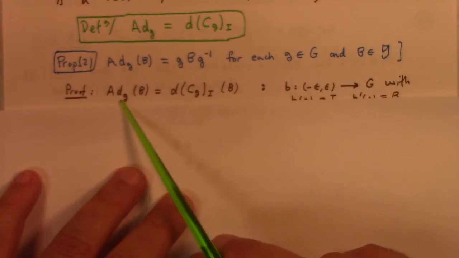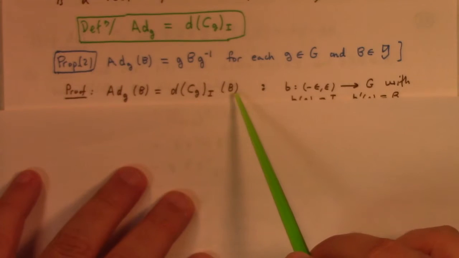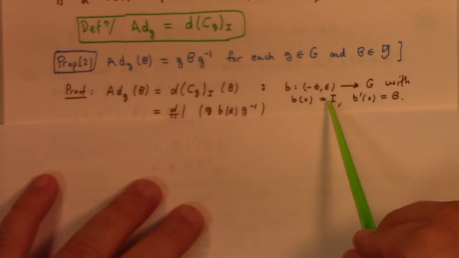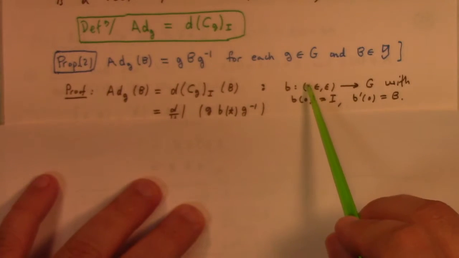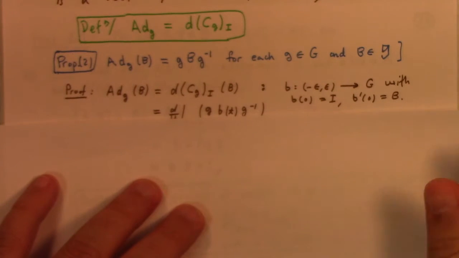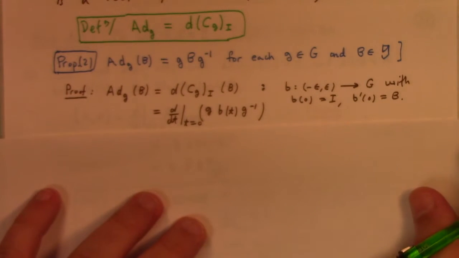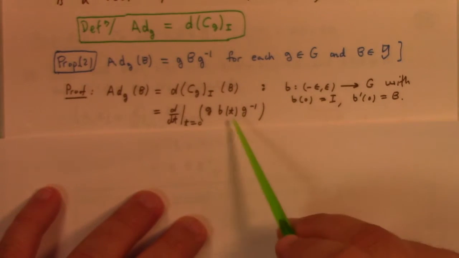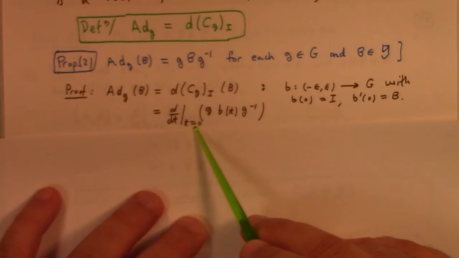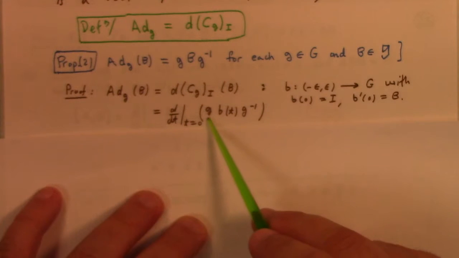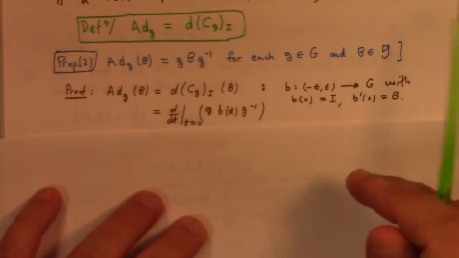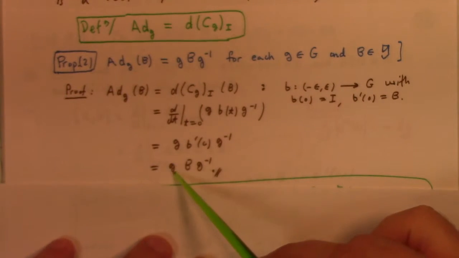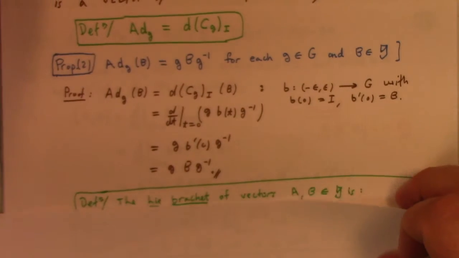Here's the proof. The adjoint of g on B is the differential at the identity of the conjugation map C_g. So we can look at a curve b(t) that takes big B as its velocity vector. So little b is the curve whose initial velocity is big B. With respect to the curve definition of the differential, this is the derivative of C_g composed with b at time 0. But that's this, right? On the flip side, g and g inverse have no time dependence, so you can just pull the derivative inside, and of course that works out to B, and there you go, g B g inverse. And there's the proof of proposition 2.